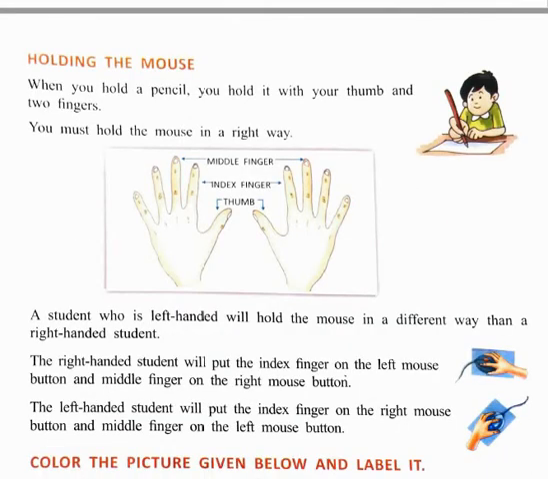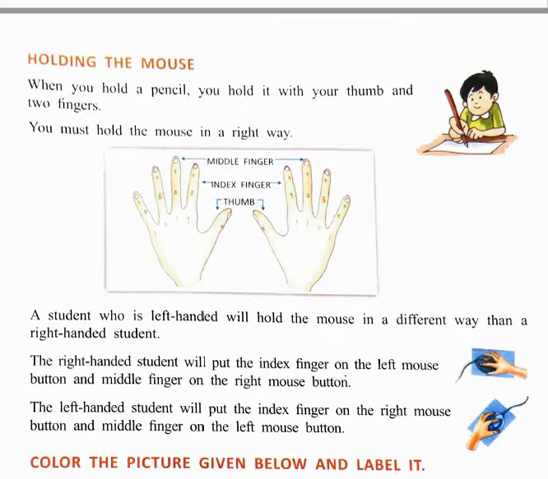Holding the mouse. When you hold a pencil, you hold it with your thumb and 2 fingers. Similarly, you have to hold a mouse. You can use 2 fingers and 1 thumb: middle finger, index finger and thumb. A left-handed student will hold the mouse in a different way than a right-handed student.